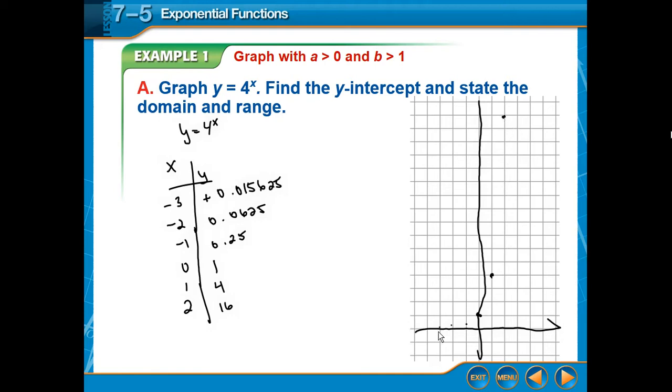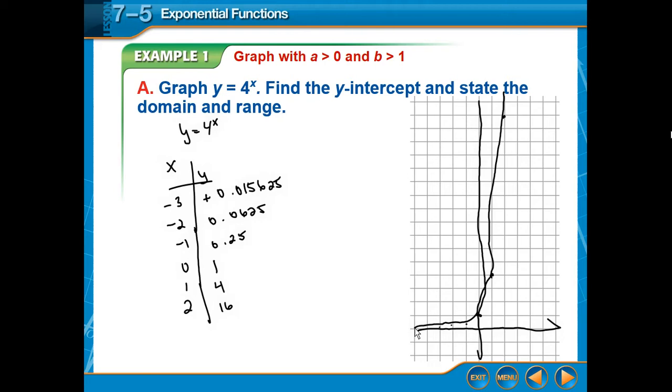Okay, so I'm just going to draw a smooth curve, or try to draw a smooth curve, going through each of my points. Like I said, it's really hard to draw on this, but that's basically what it's going to look like. So you graph it by making a table of values and plotting the points and drawing a nice smooth curve going through it.